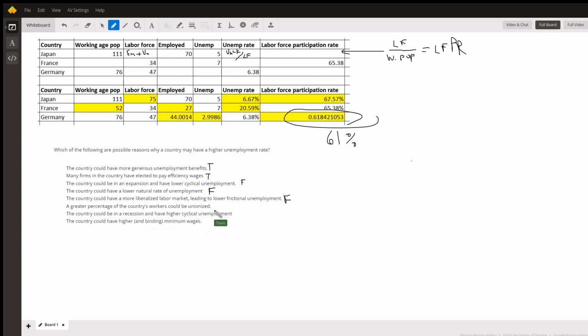Higher union activity can be true. It usually is. It goes along with the efficiency wages. A country could be in a recession and have higher cyclical unemployment. That's absolutely true. Higher and binding minimum wages: if the minimum wage is so high that it boxes certain types of workers out of the labor force, you'll have a higher unemployment rate. That's how to think about unemployment rate and labor force participation rate.